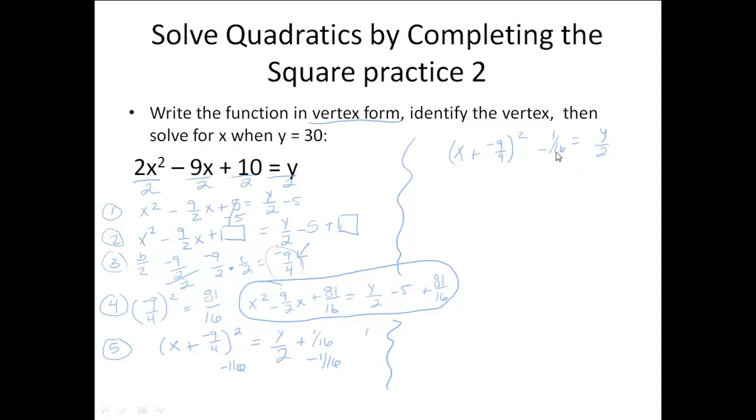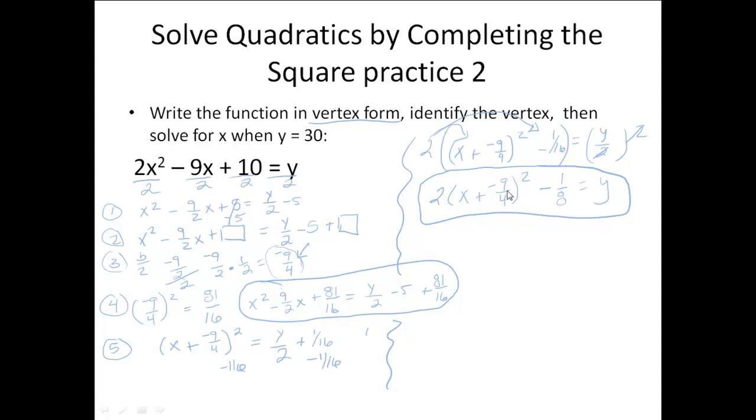Now to get rid of that 2, I need to multiply both sides by 2. And on the right side, my 2's will cancel down to a 1. And on the left side, I'm going to have 2 times x plus negative 9/4, that quantity squared, minus, and then I have to take the 2 times the 1/16. So I'm going to get minus 1/8 is equal to y. And here I have my vertex form.